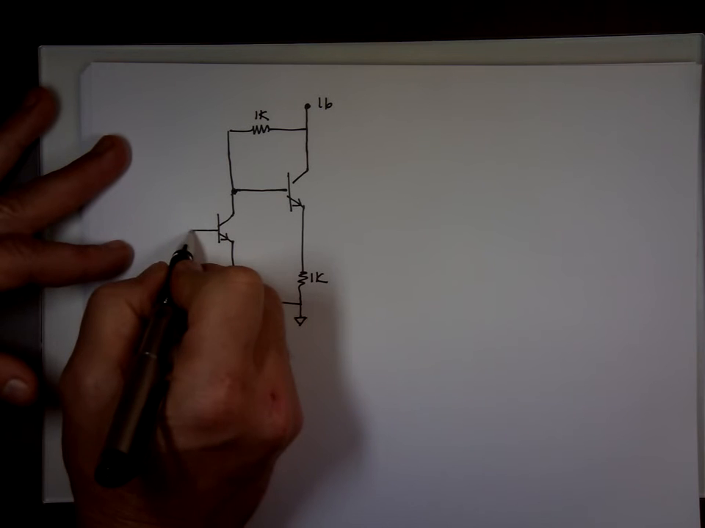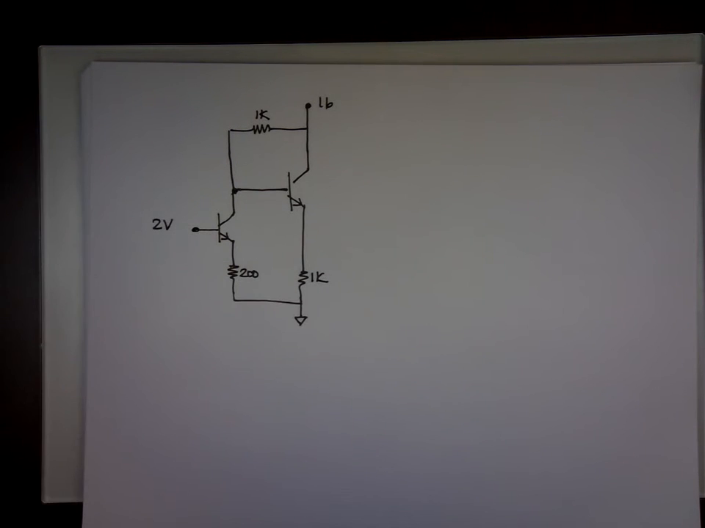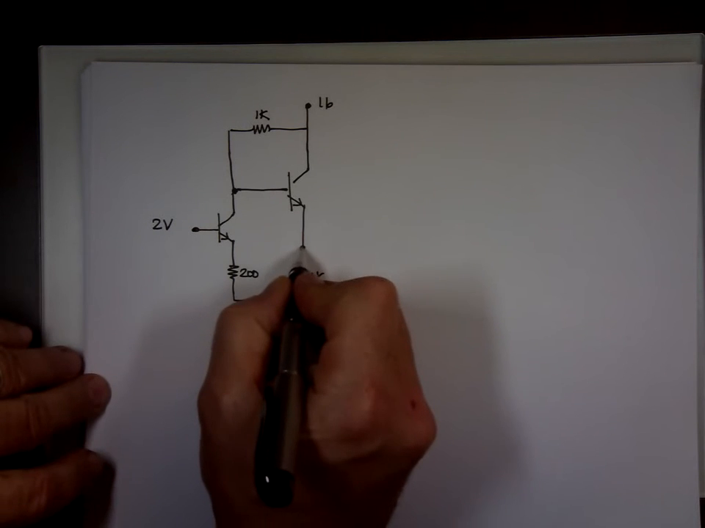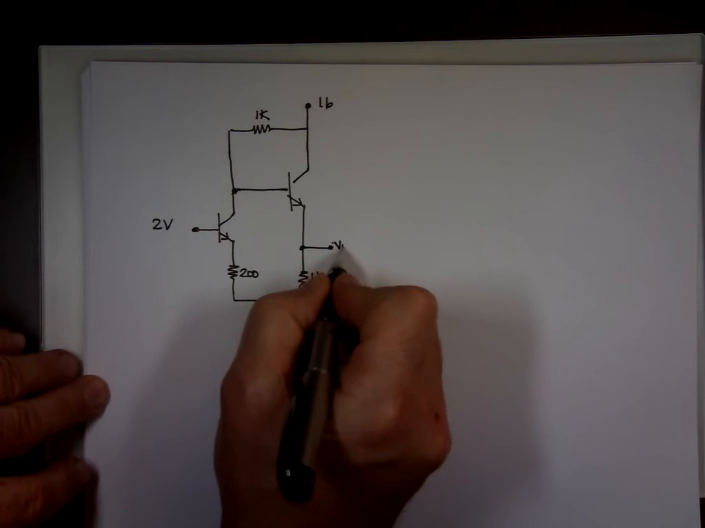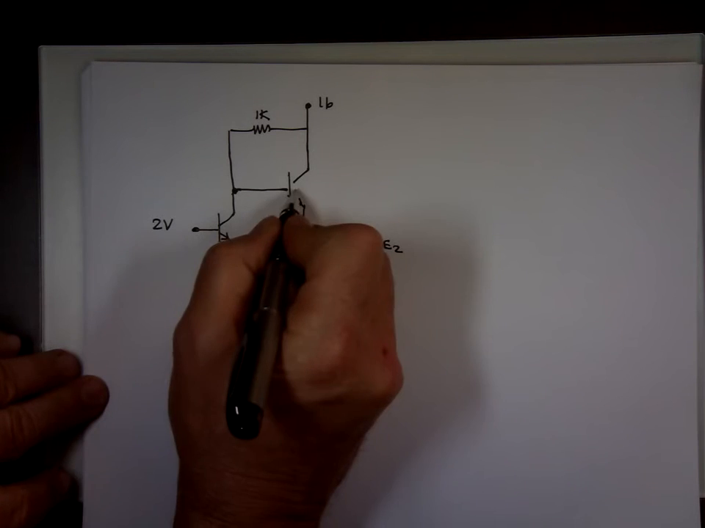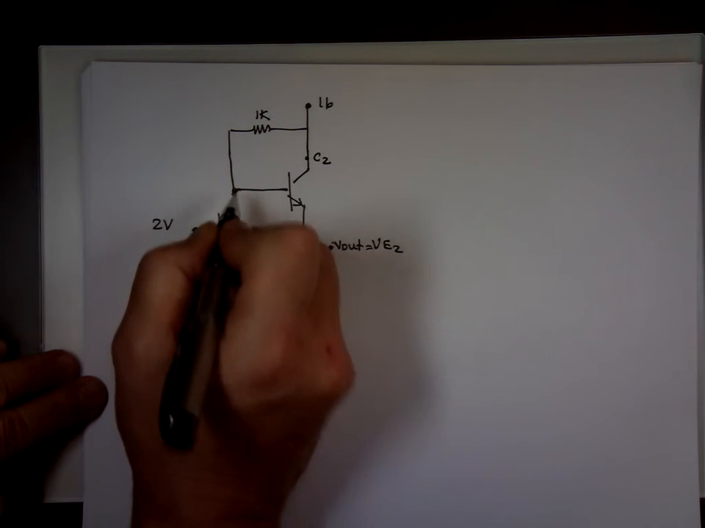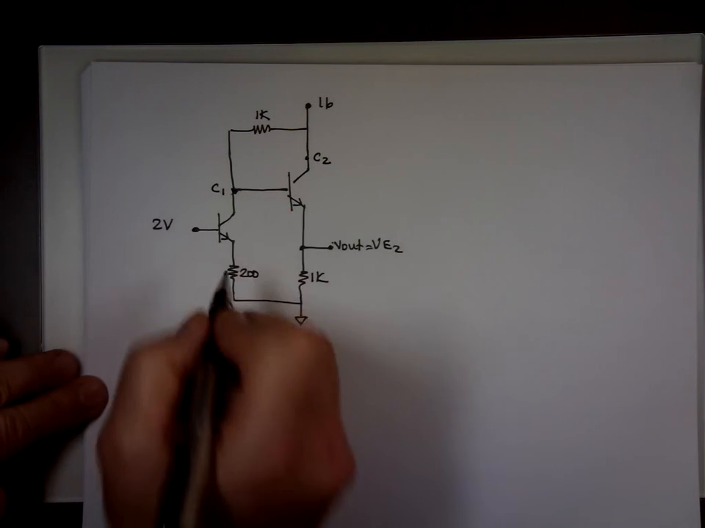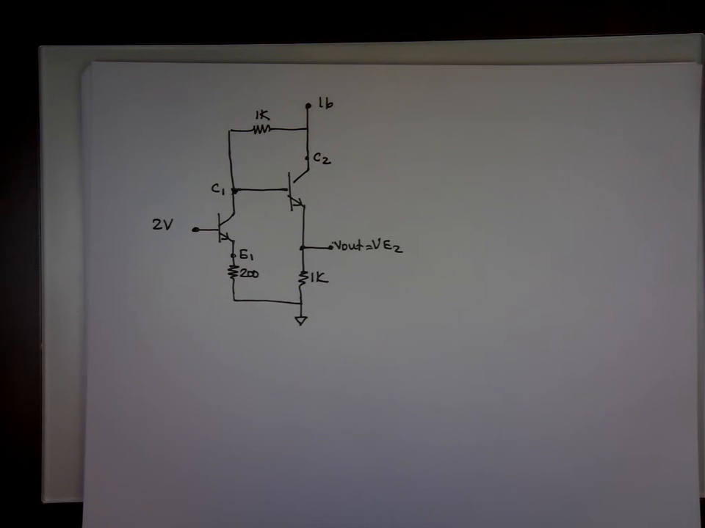And let's assume this voltage here is 2 volts. The question is, can you tell me what V out is going to be? Right here, what's V out? Well, that's really VE for the second one. If I call this number 2, this is collector 2, this is collector 1, and this is emitter 1. That's what I'm looking for.